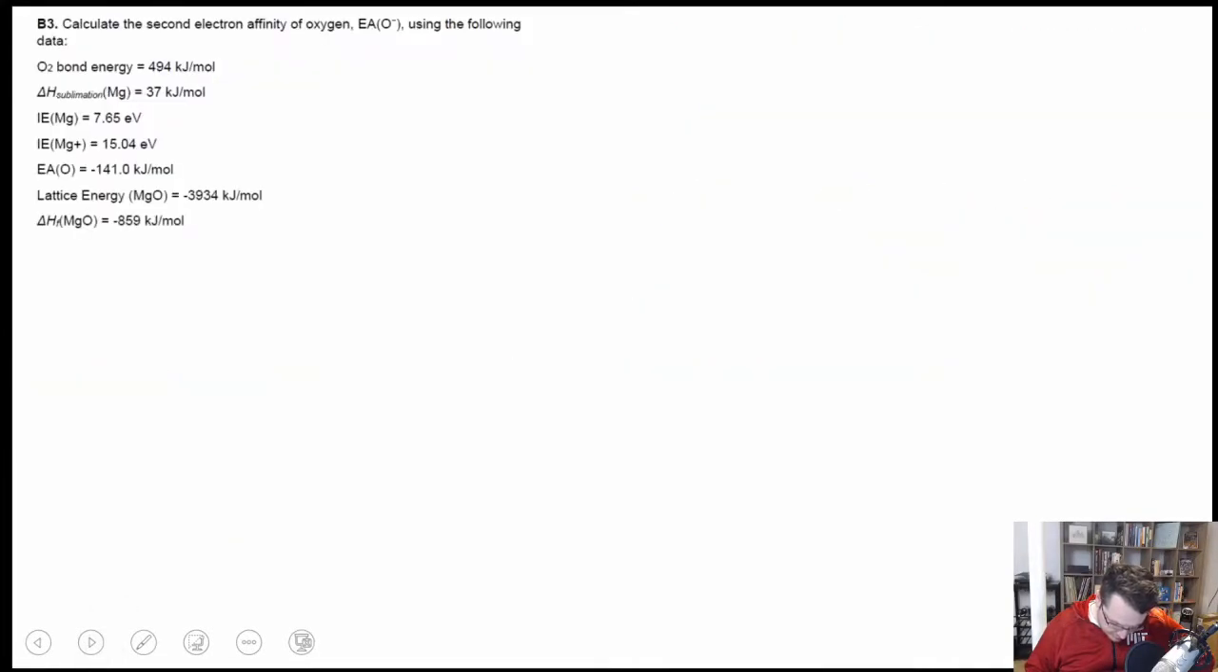So B3 is the next one that people had voted on, and this is just a similar setup. The question now is asking you to get the second electron affinity of oxygen, so going from O minus to O2 minus. O2 minus is the common electron configuration of the ionic form of oxygen. So we always think of oxygen, when it becomes an anion, it becomes O2 minus.